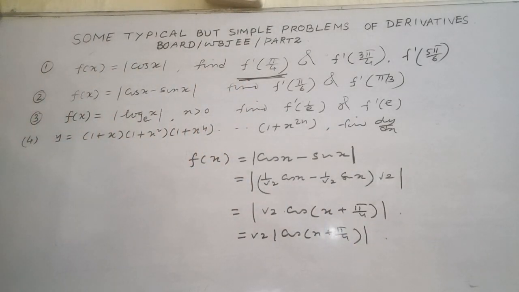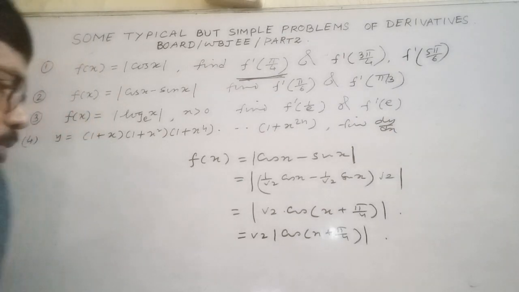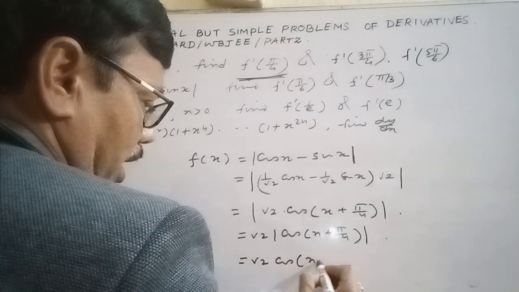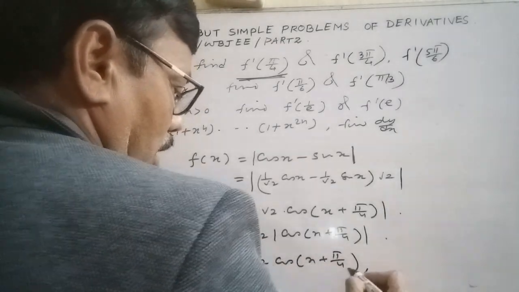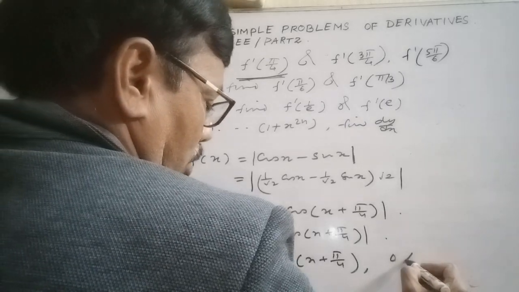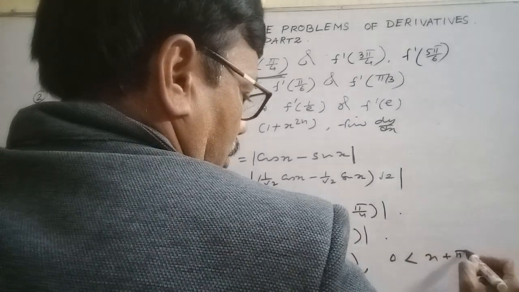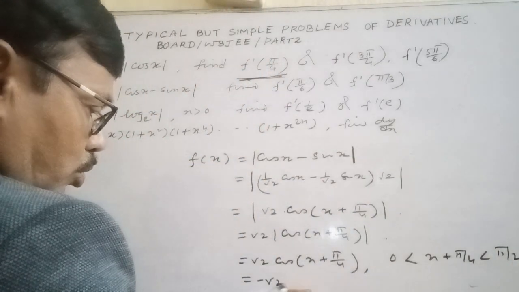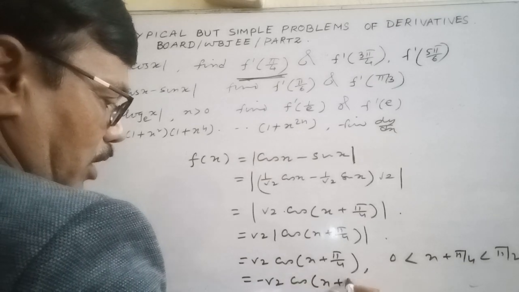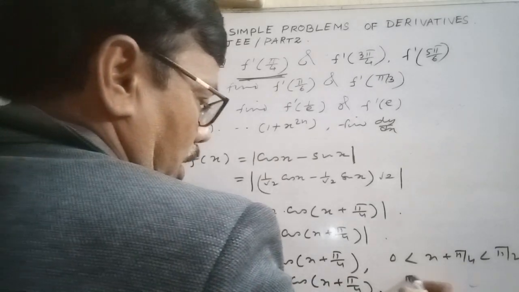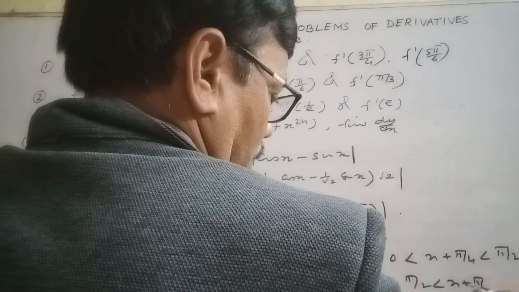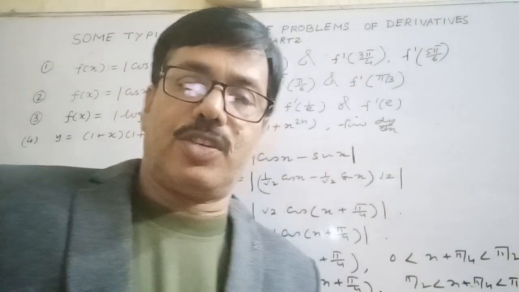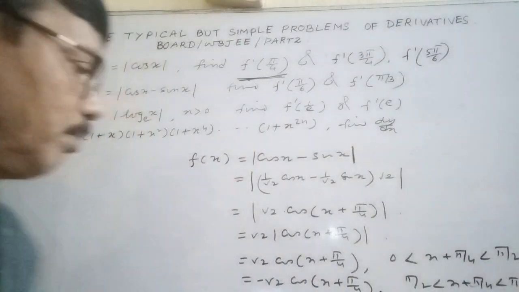So this is root 2 into cos x plus pi by 4, this is positive, under the restriction 0 less than x plus pi by 4 less than pi by 2, and this is minus root 2 into cos x plus pi by 4 for pi by 2 less than x plus pi by 4 less than pi. In the first quadrant it is positive, in the second quadrant it is negative.